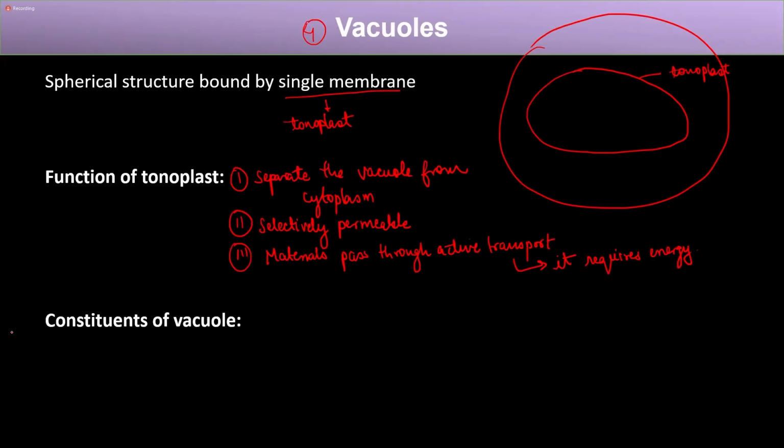Now, the next thing is, what are the constituents of a vacuole? A vacuole majorly comprises water. Apart from this, it comprises sap and excretory materials, or waste materials. So, these are the constituents of a vacuole.